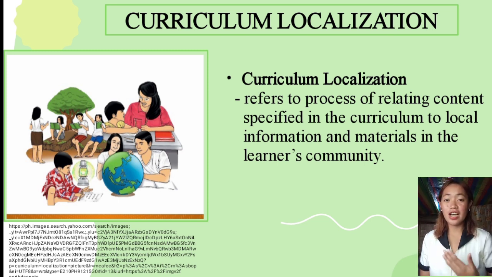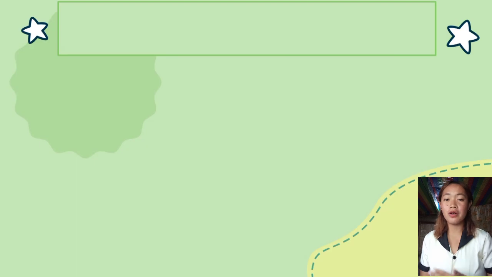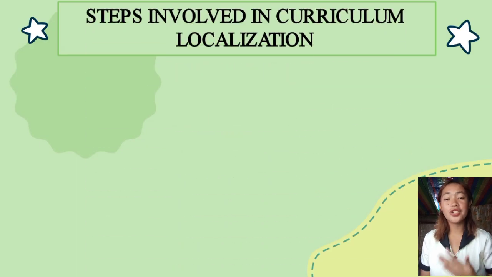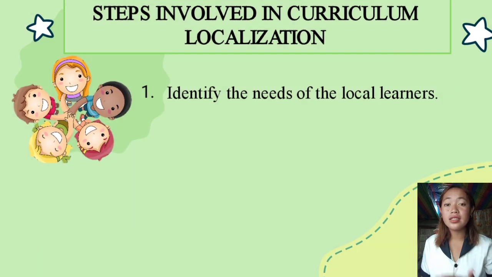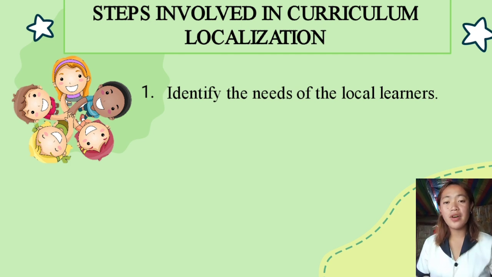Let's continue the discussion, and the first discussion is all about the steps involved in curriculum localization. The first step is to identify the needs of the local learners. Is it important to identify the needs of the local learners? Yes. Identifying the needs of each learner is very important because we can design strategies that will cater to the diverse needs of the students without discrimination. Also, we can design activities that will suit their capabilities and skills.